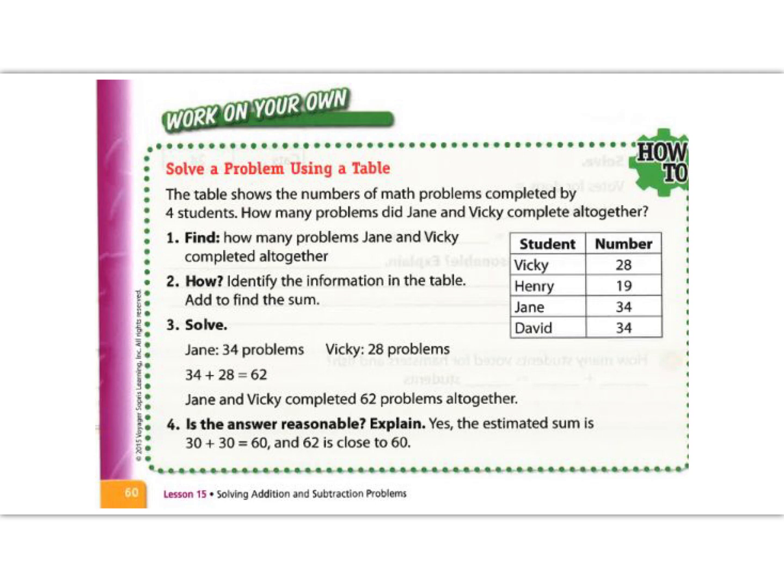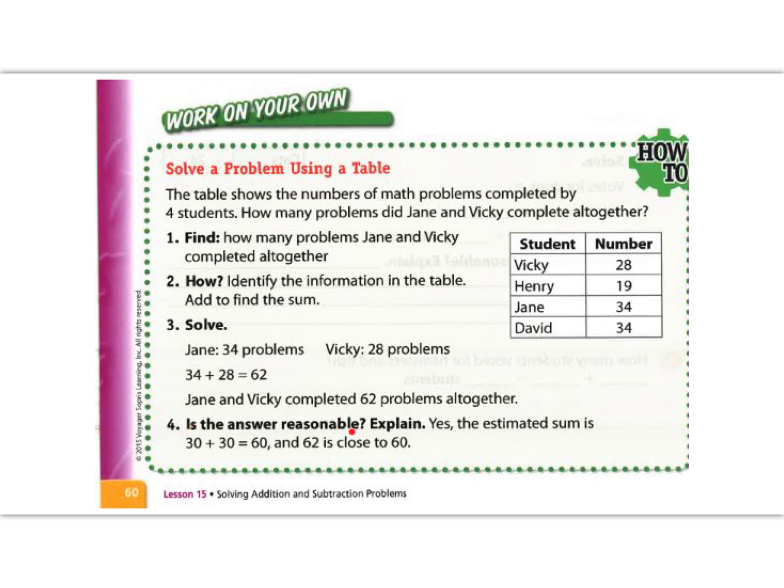Okay, so here's another problem. Solve a problem using a table. The table shows the numbers of math problems completed by 4 students. How many problems did Jane and Vicky complete together? So here's our data table. We have to find how many problems Jane and Vicky completed all together. How? Identify the information in the table and then add to find the sum. Solve. Jane had 34 problems, Vicky had 28 problems, so 34 plus 28 is 62.